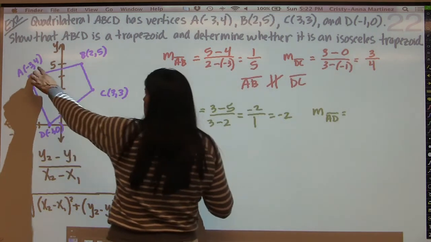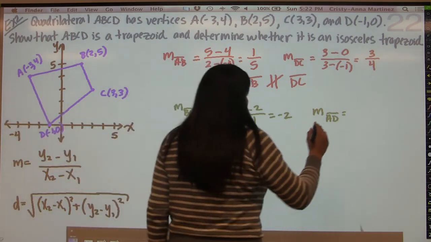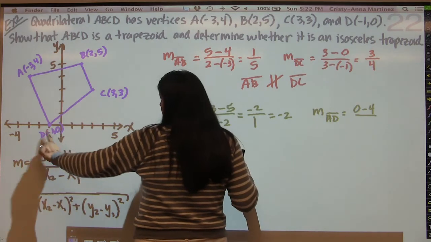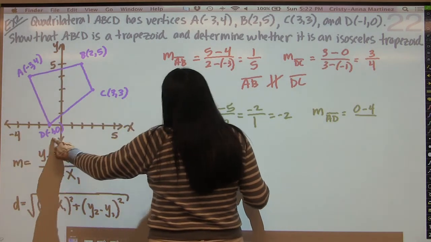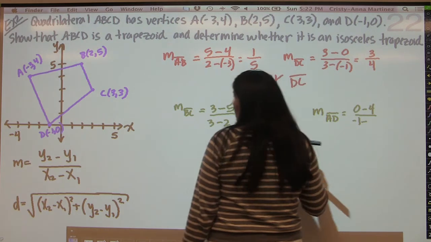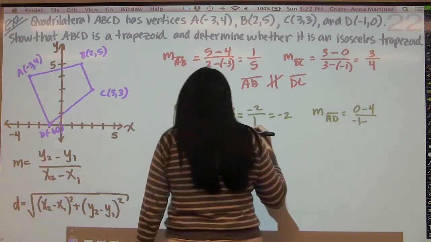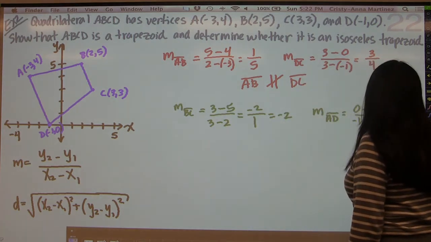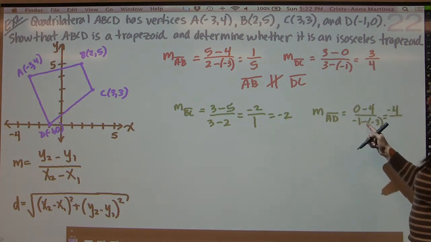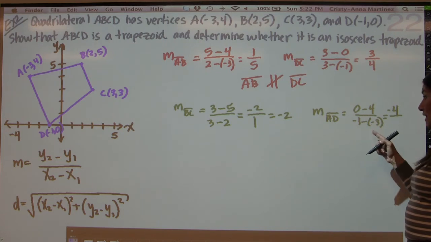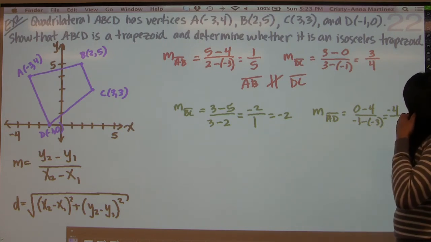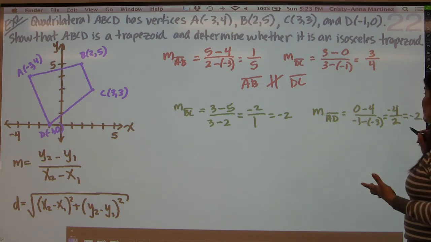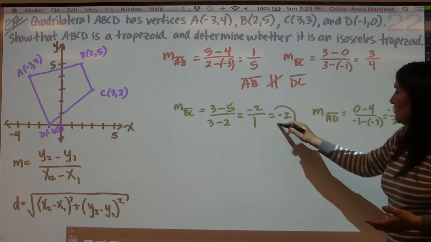So we're going to use these 2 points, and we're going to go 0 minus 4. So for my y2, I get 0 minus y1 is 4. x2 is negative 1, minus x1, which is negative 3. 0 minus 4 is negative 4. And negative 1 minus negative 3 is negative 1 plus 3, which is 2. So negative 4 divided by positive 2 is negative 2. So this time we get the same slope of negative 2.